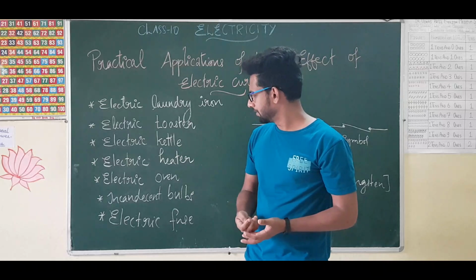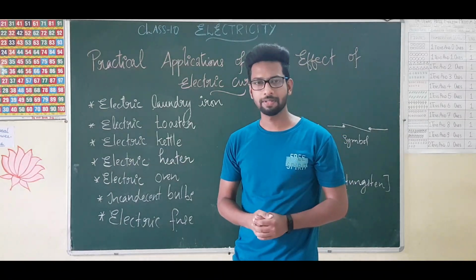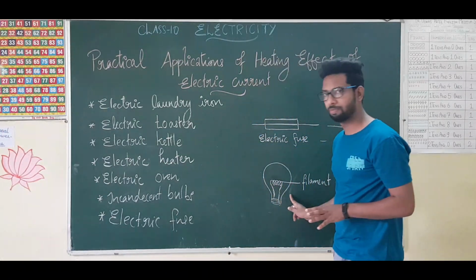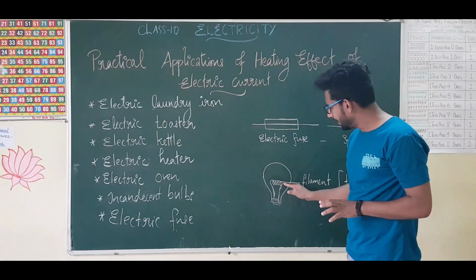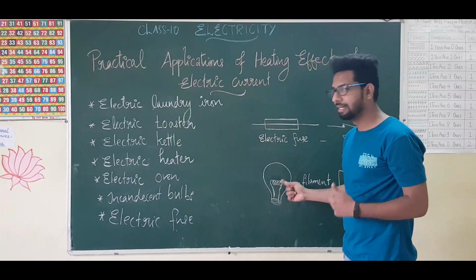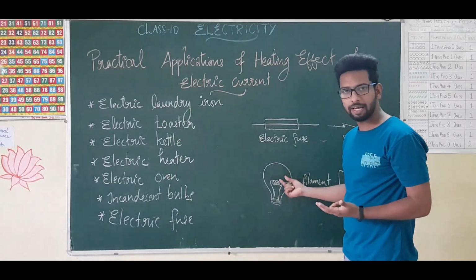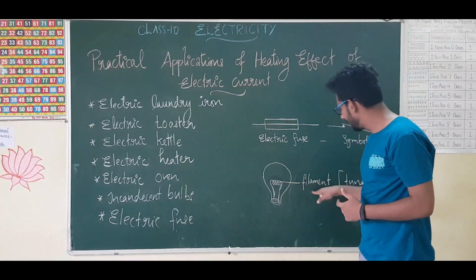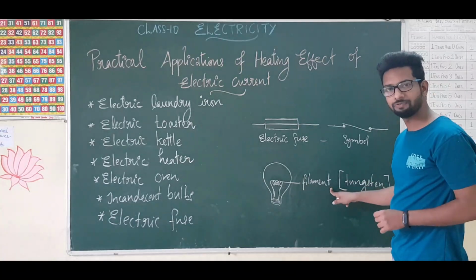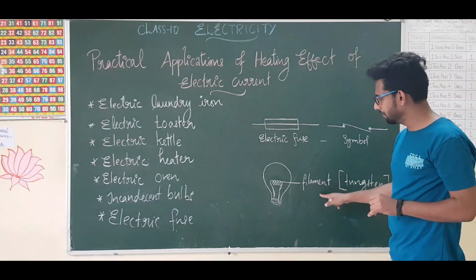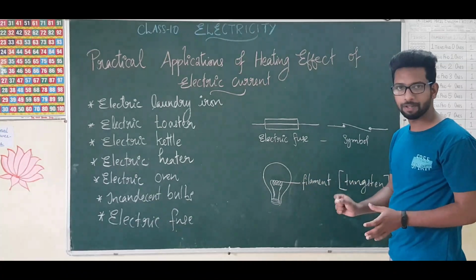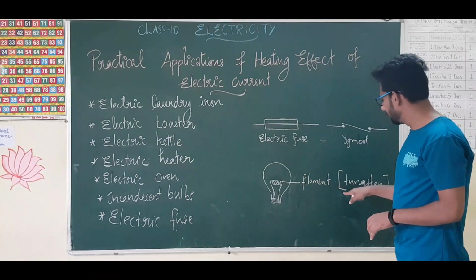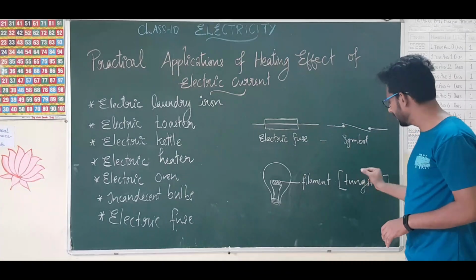Then another application is in electric bulbs. See, all of you are familiar with these types of bulbs, isn't it? In this one, you can see the filament, which will get heated and produce the light. But this type of filament is made of a strong metal which has a very high melting point. Due to that reason, it will remain red hot for a very long time, but it will not break. For that purpose, normally they use strong metals like tungsten.